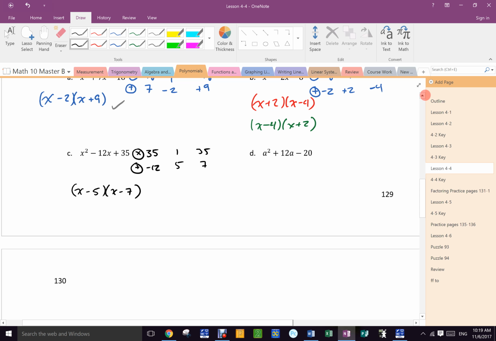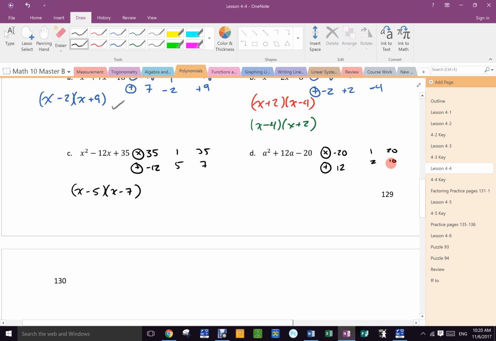And 5, 4, 3, 2, 1. I needed numbers that multiplied to what? Negative 20. And added to what? Positive 12. Is it 1 and 20? No. Is it 2 and 10? 2 and 10 can get me to 12, can't it?